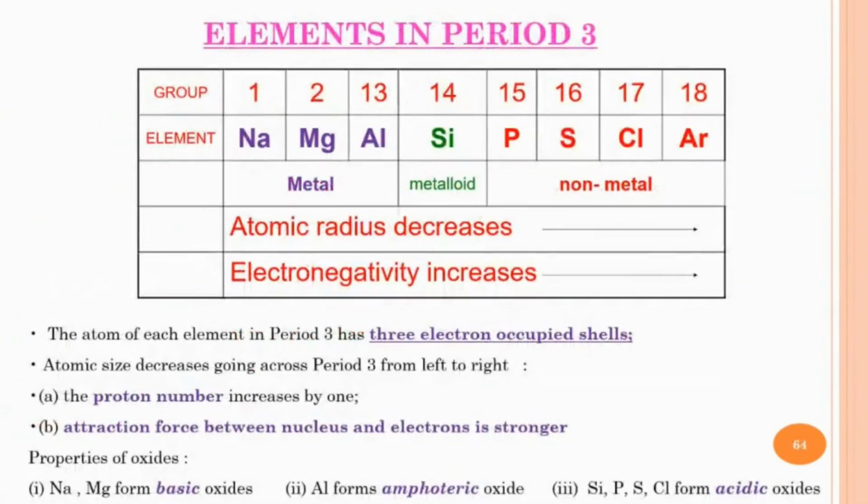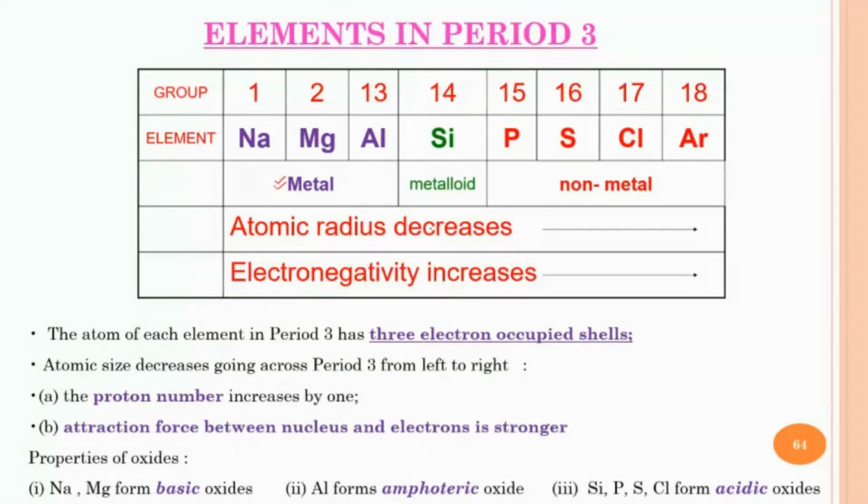Next is period 3, under the syllabus. You can see from sodium, magnesium, aluminum, silicon, phosphorus, sulfur, chlorine, and the last one is argon. Sodium, magnesium, and aluminum are metals. Silicon is a metalloid, meaning semi-metal. Then from phosphorus to argon, they are non-metals.